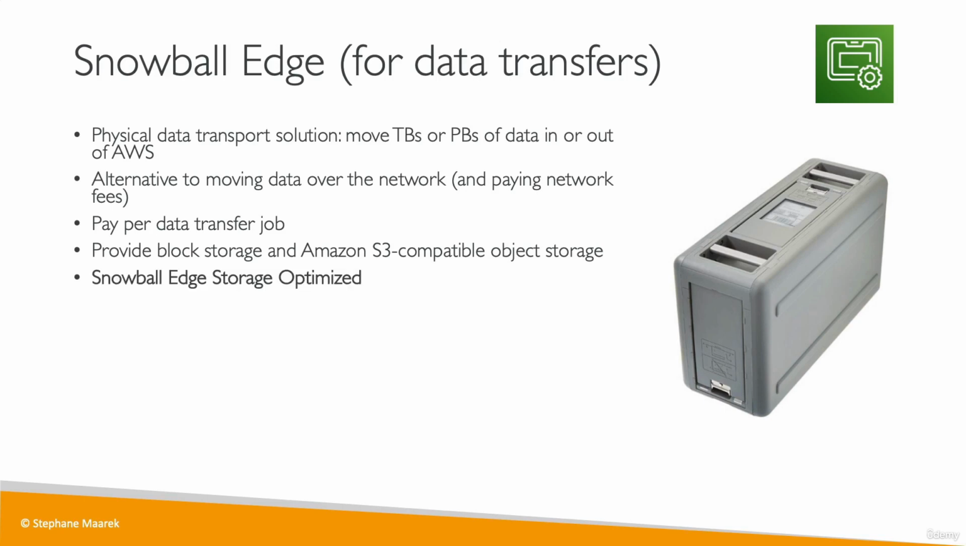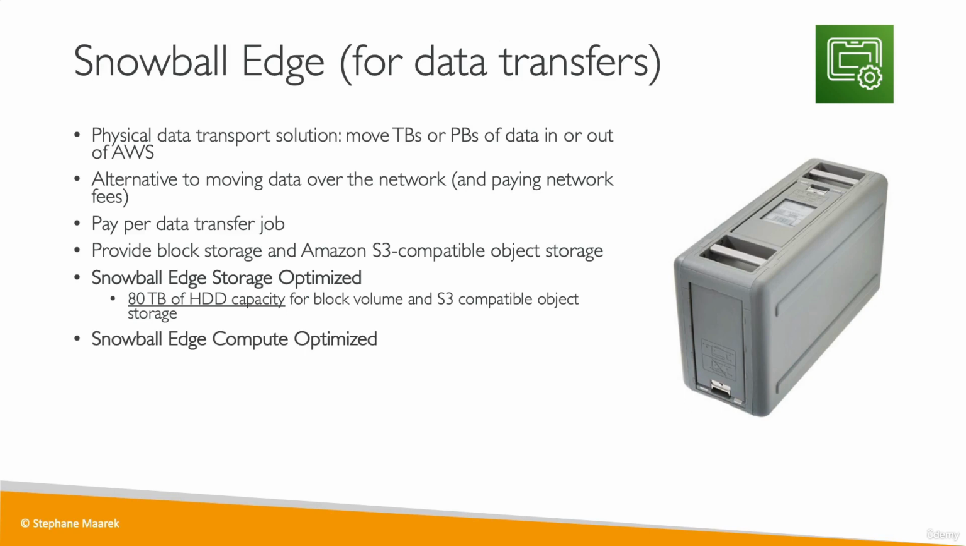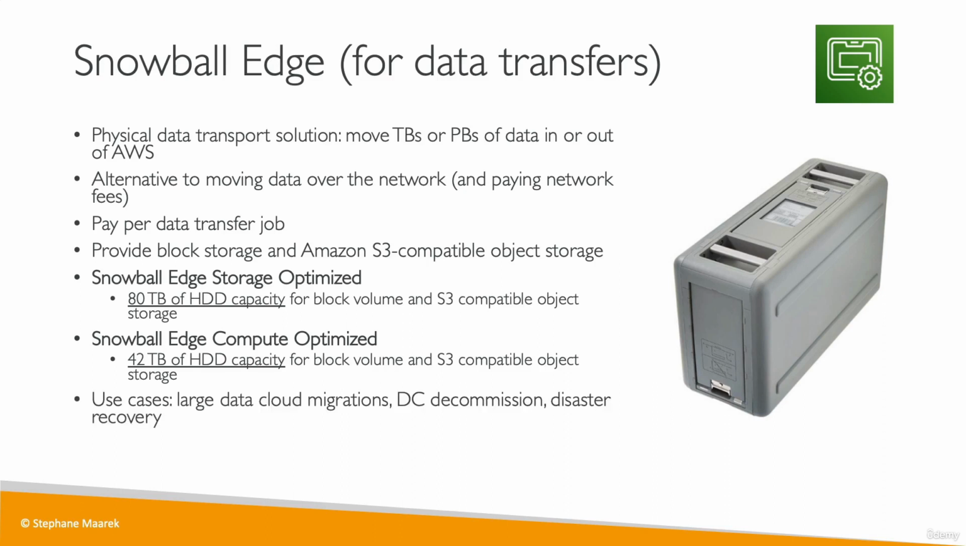So we have two flavors for the Snowball Edge. We have the Snowball Edge Storage Optimized, which is going to give us 80 terabytes of hard disk capacity, which works for block volume or S3 compatible object storage. And we have the Snowball Edge Compute Optimized, which is going to give us 42 terabytes of HDD capacity. So really, if we want to have more storage, obviously, we want to get the flavor that is called Snowball Edge Storage Optimized. So the use case for a Snowball Edge for data transfers so far is to do a large data cloud migration, to decommission a data center, or maybe to do disaster recovery by backing up your data into AWS. So that's for the first option.